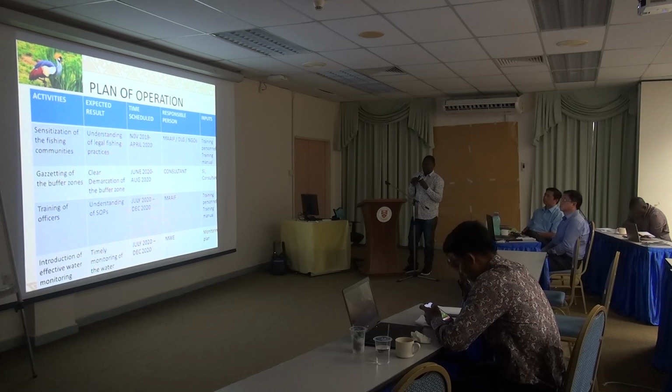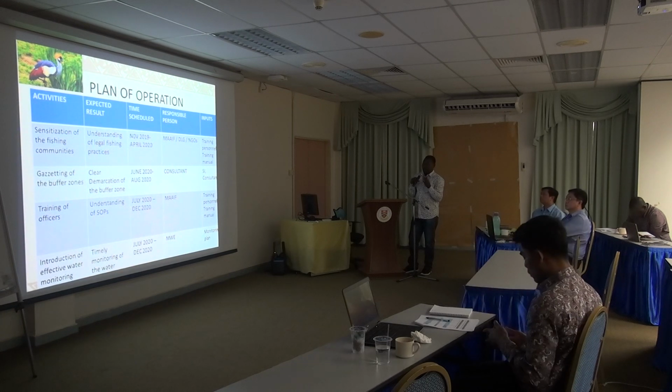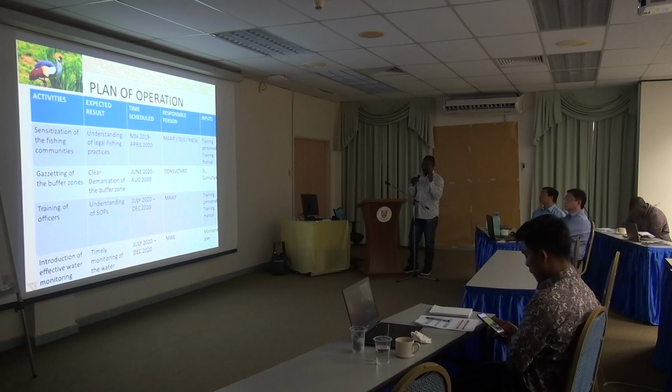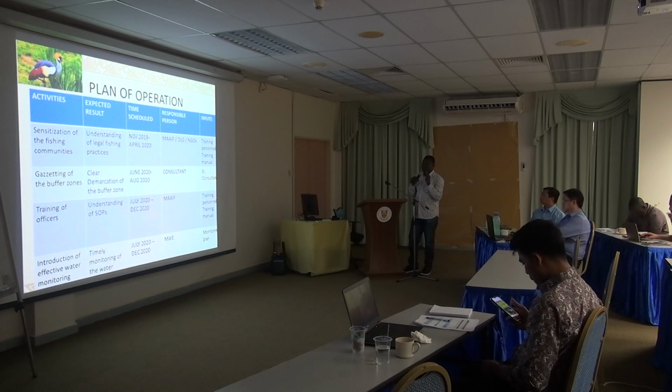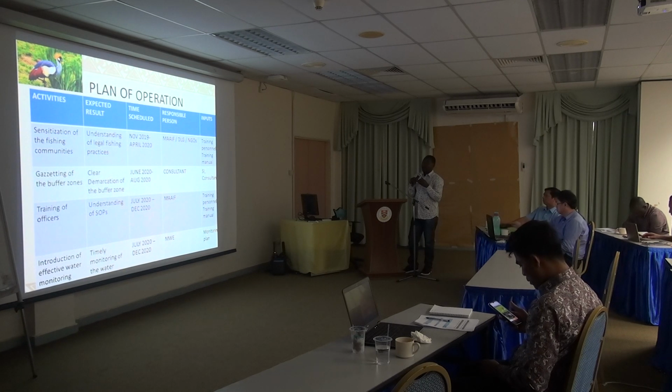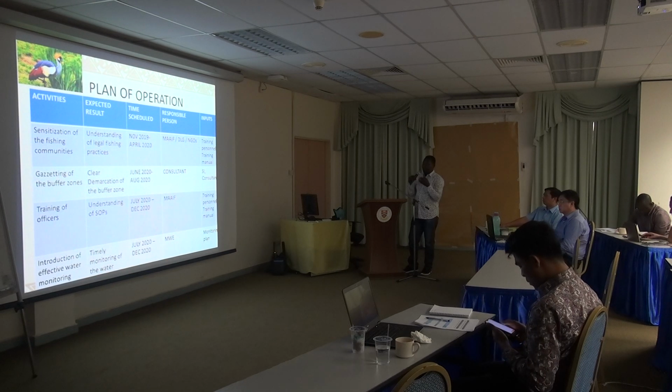The second is the gazettement of the buffer zones. The expected output will be clear demarcation of buffer zones where no farming should be done. We only put our trees and vegetation. We also thought that from June to August, we'll be able to undertake that activity. We can get a consultant to help us do that.